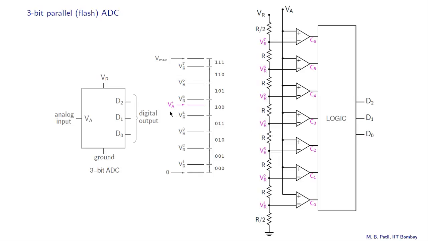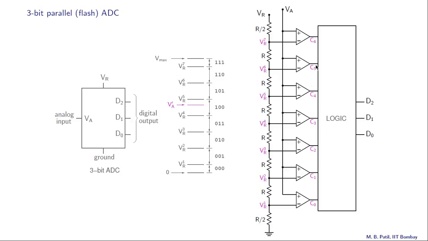Let us say that VA is this VA prime, which falls between VR4 and VR5. So the output of this comparator, which is denoted by C3, is going to be 1 in this case, because VA is greater than VR4. C2 also is going to be 1 because VA is also greater than VR3, and C1, C0 are also going to be 1. On the other hand, C4 is going to be 0 because VA is less than VR5, and also C5 and C6 are going to be 0.